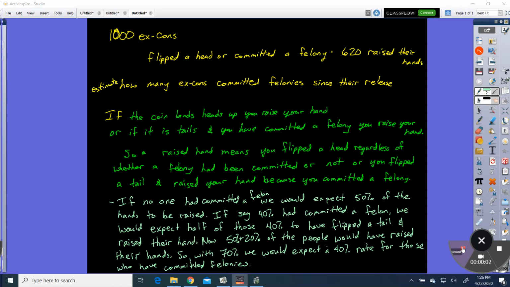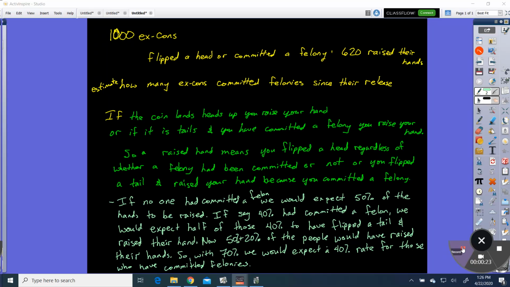Our first question on chapter 9.1 says the criminal justice system wants to know about repeat offenders. They gather 1,000 ex-cons who were released 2 years ago and who have not been arrested since then. The court wants to know how many ex-cons have committed felonies since their release. Of course, none of those present would want to answer such a question truthfully.